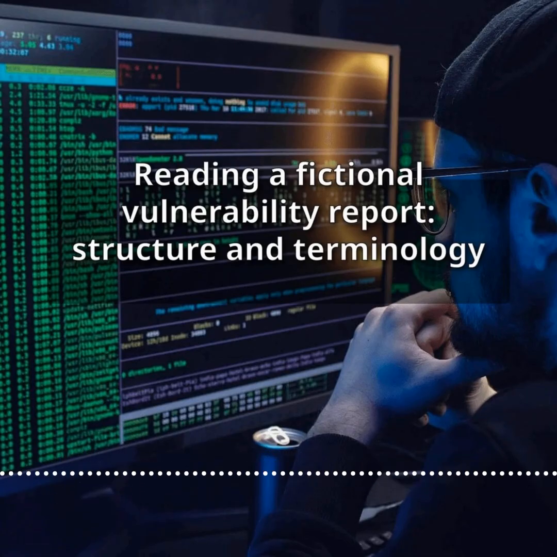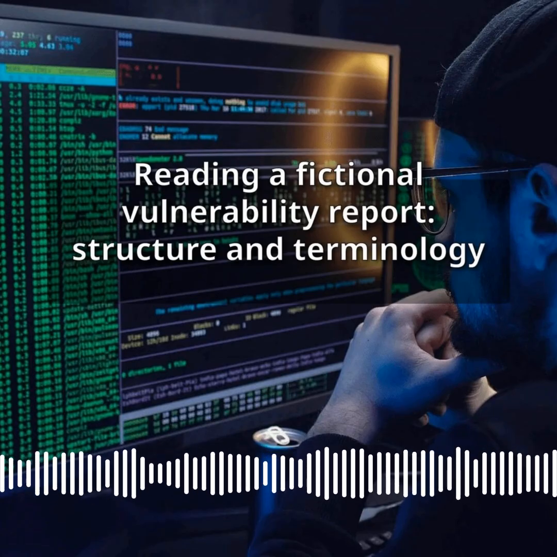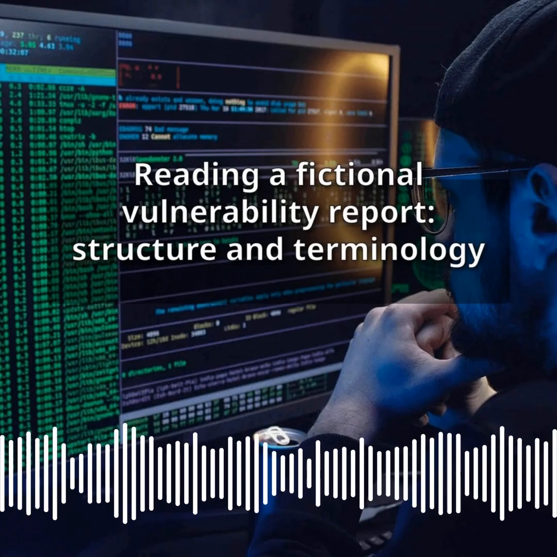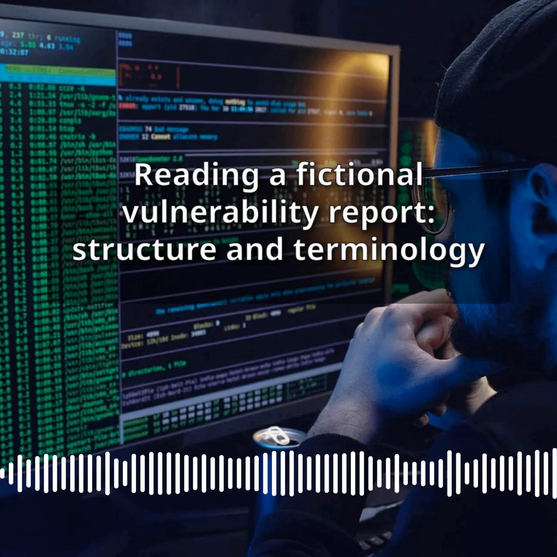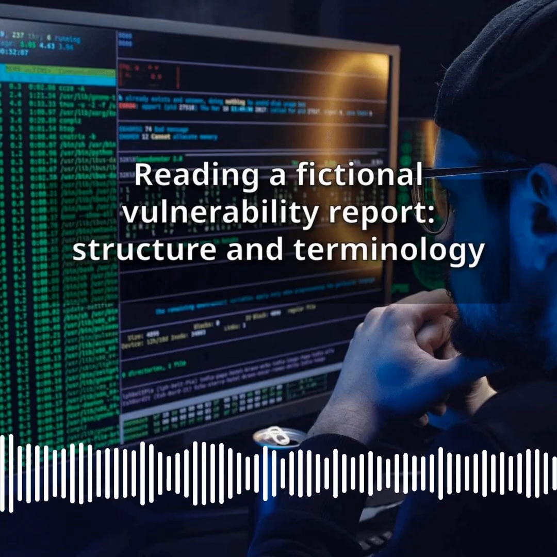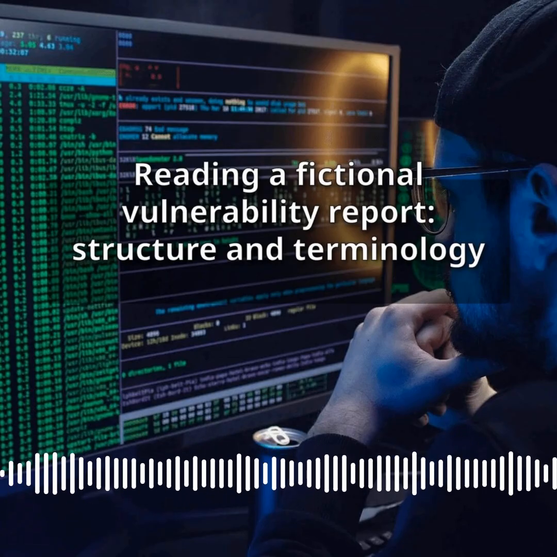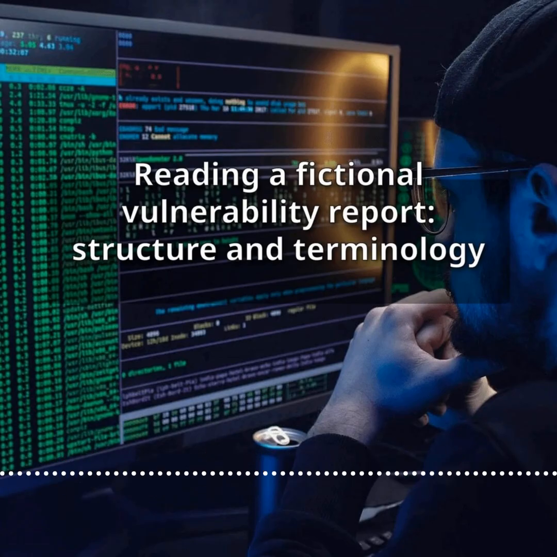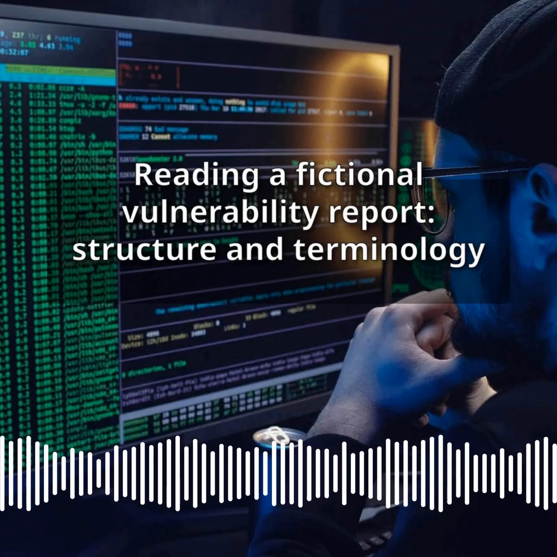False positive, a reported vulnerability that turns out not to be a real security issue upon further investigation. Automated tools are prone to false positives. Human review is essential to filter them out. Remediation, the action taken to fix a vulnerability. This could be a code change, a configuration update, a patch, or an architectural redesign.